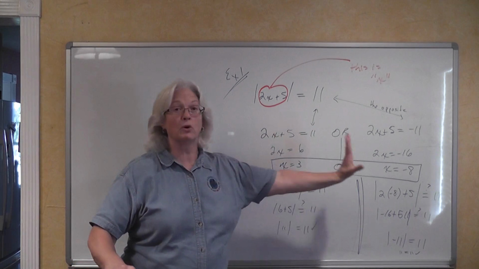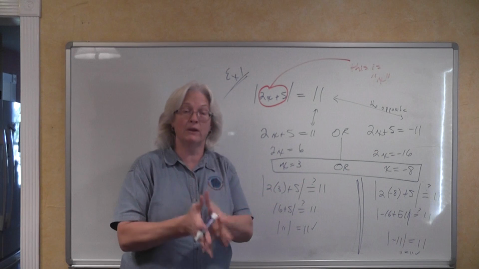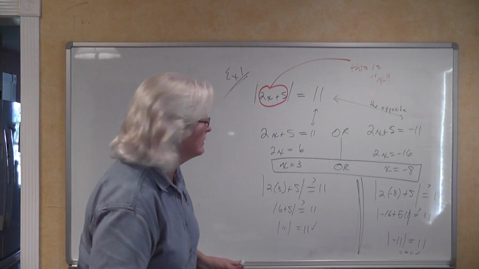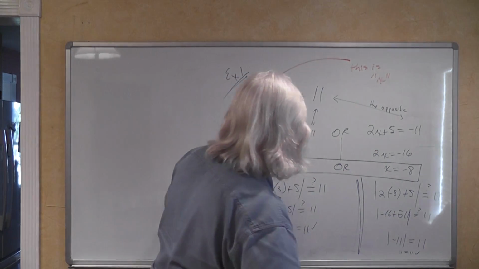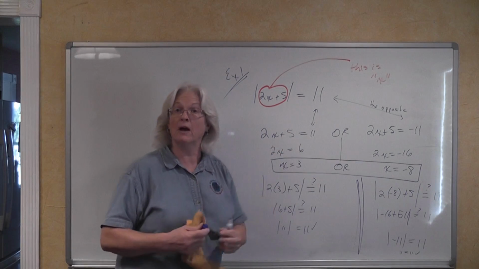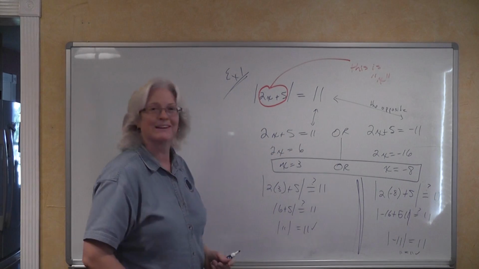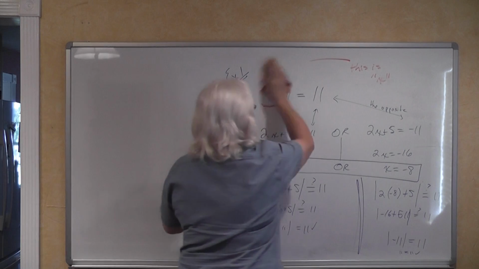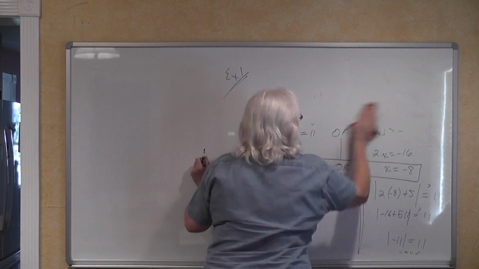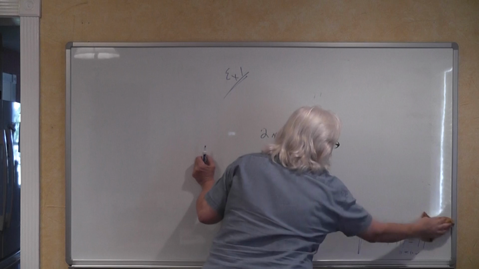This is all you're going to have to do to solve equations that deal with absolute value. You just remove your absolute value bars and you have two equations. So let's do another example, or two, or three, and see what we have.